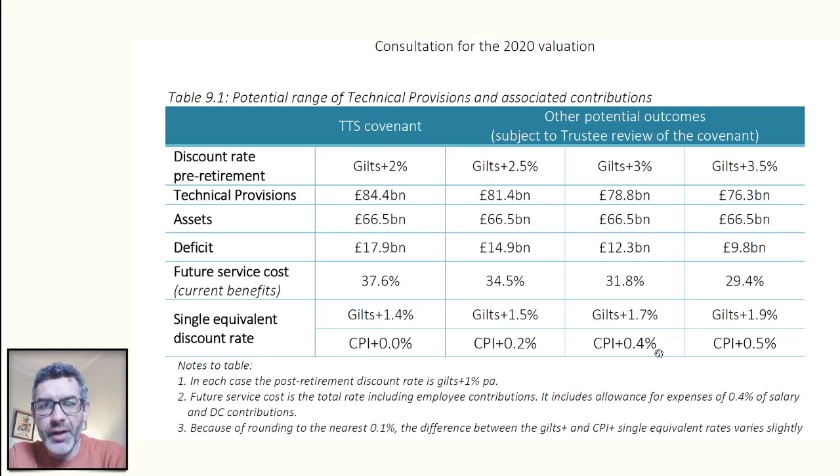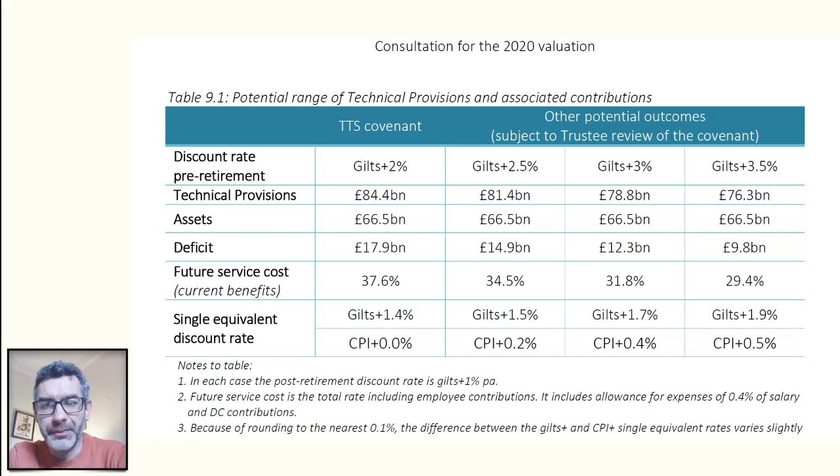The other column I'd like you to focus on is the final column, which is, if you like, the best case that USS are proposing to entertain, and that is where there's a strong covenant rating and the most optimistic view that the trustee says they're prepared to accept, which is that investments will return gilts plus 1.9% over the next 30 years. And that's, they say, equivalent to a return of CPI plus 0.5%. So this is 0.5% real growth, which again is very low compared to historical growth.